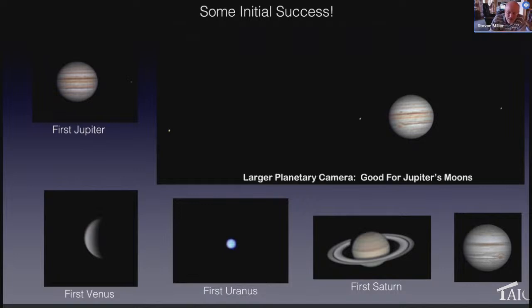And then the larger camera was good. For instance, here with Jupiter, the moons were pretty far away from the planet, but with the larger sensor camera, you can still capture the entire scene. So that's kind of neat.